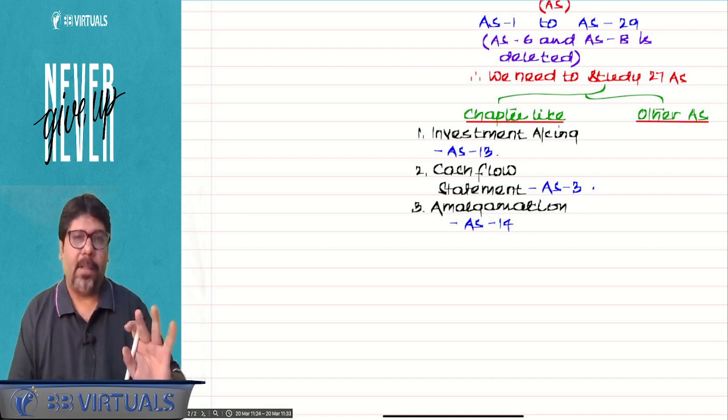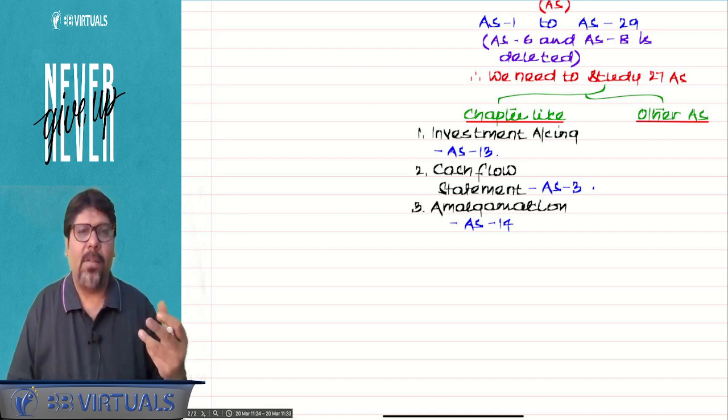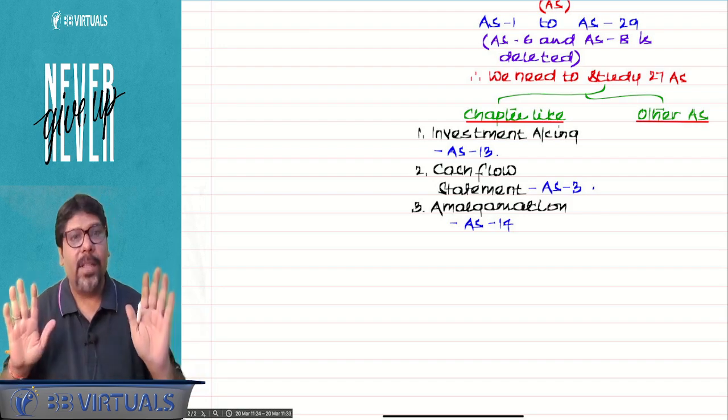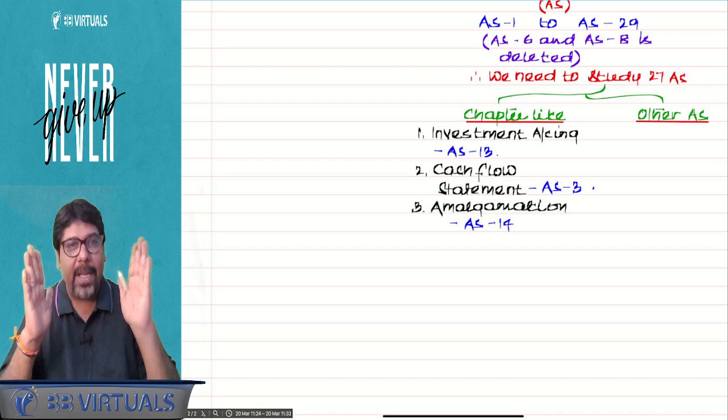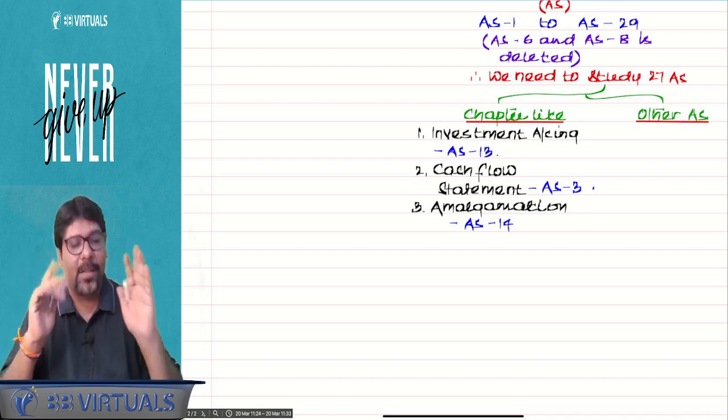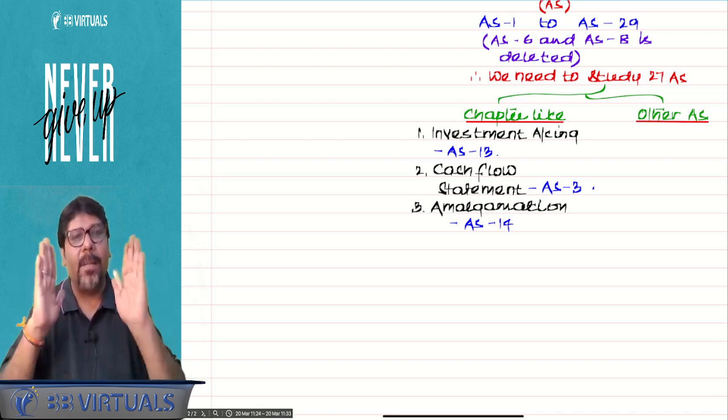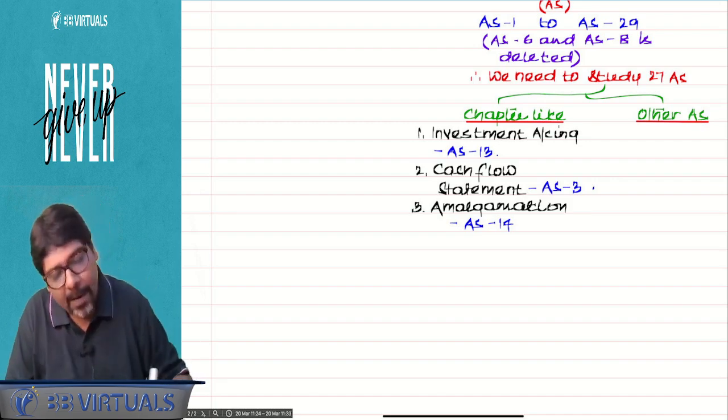Sir, what is amalgamation? Amalgamation, you don't know? Yeah, what is this music? Na na na na na. This is the Shehnai music. The Shehnai music you hear in marriages, combining, amalgamation. But over here it is amalgamation of companies.